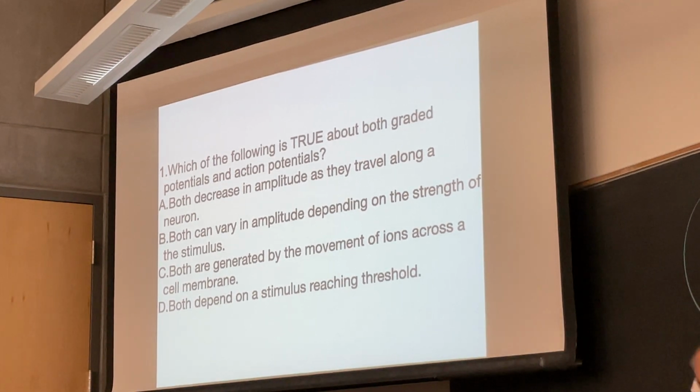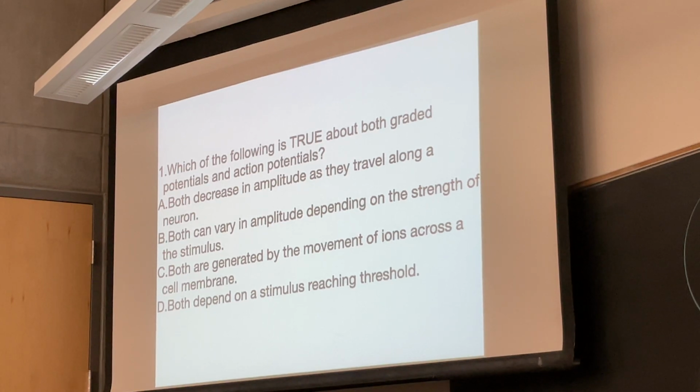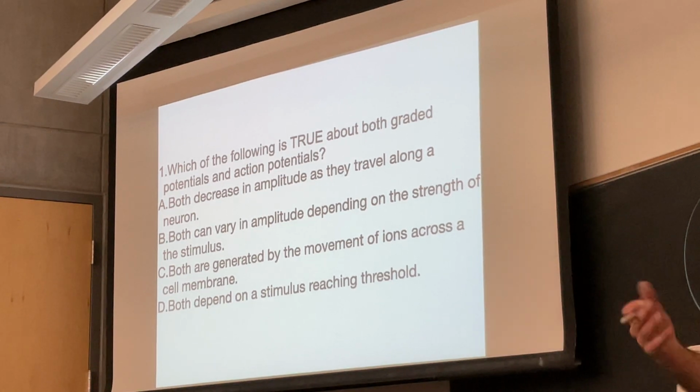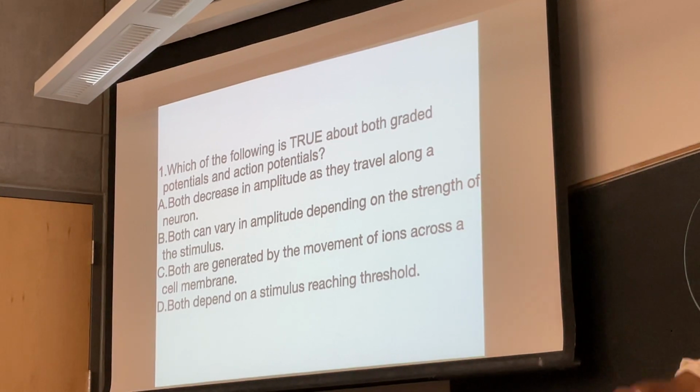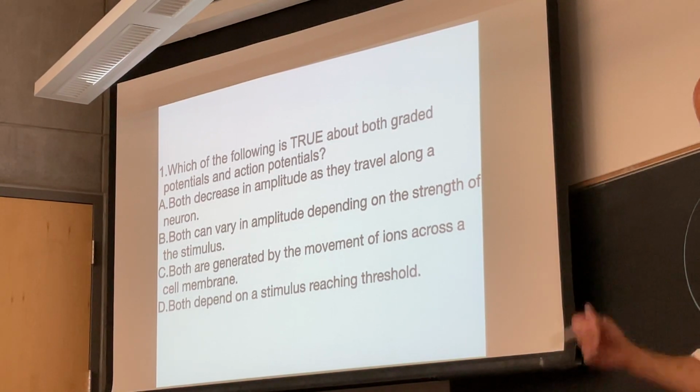Right, those are the differences. A, B, and D are the differences between them. Both of them, though, are going to be about ions moving across. That's the whole thing about change in permeability.